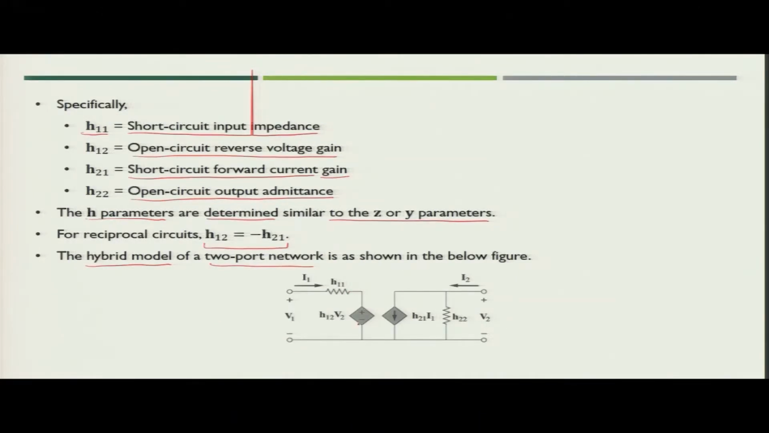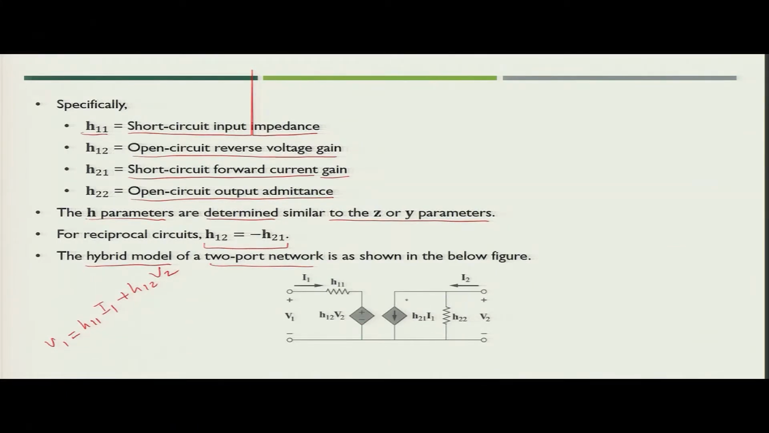How will you draw this kind of circuit? If you see the first equation which we have, V1 is equal to H11 I1, so that is H11 multiplied by the current flowing through this, and then you have H12 V2, that is a dependent voltage source. So this is simply a series combination of the resistor and the dependent voltage source, that's why you define it in terms of voltage V1.